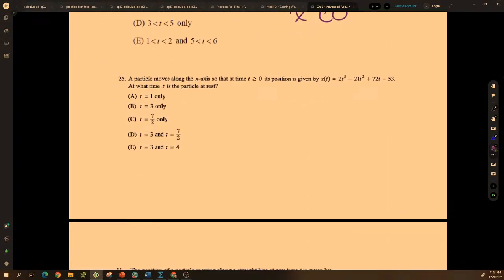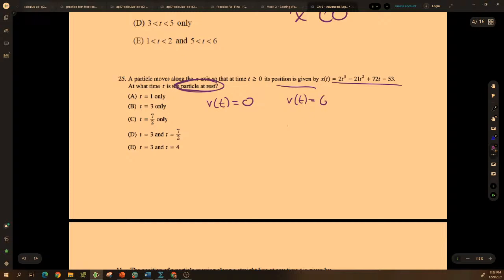Right, we have a particle moving along the x-axis, and again, position given by this function. At what time is the particle at rest? Anytime we see particle at rest, we always set v of t equal to 0. Whether we have v of t or whether we have position, we set v of t equal to 0. So to get v of t here, I need to take the derivative, right?